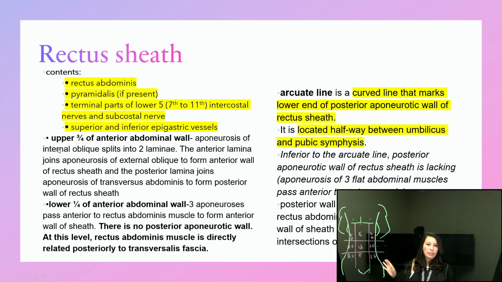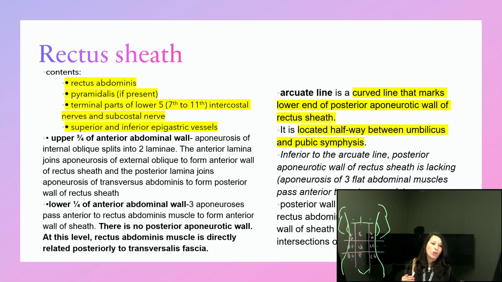And so it says here, in the upper 3/4 of the anterior abdominal wall, the aponeurosis of the internal oblique splits into two lamina. The anterior lamina joins the aponeurosis of the external oblique to form the anterior wall of the rectus sheath, and the posterior lamina joins the aponeurosis of the transversus abdominis to form the posterior wall of the rectus sheath. I'll show you in a second what this is talking about. And then it says here, on the lower 1/4 of the anterior abdominal wall, the three aponeuroses pass anterior to the rectus abdominis muscle to form an anterior wall of the sheath.